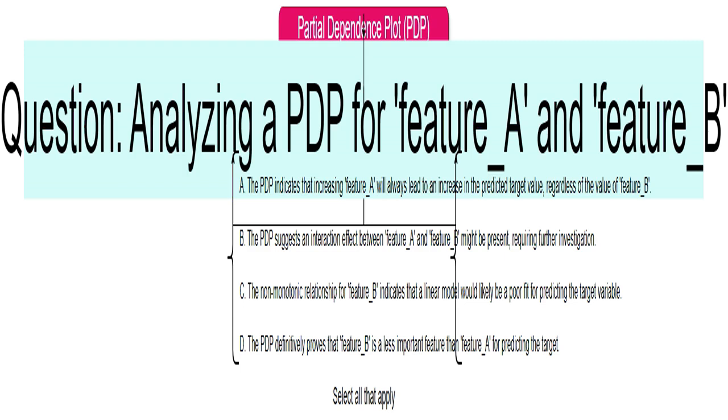This question tests my understanding of what this plot means. This is the instruction for this multiple choice question. I need to pick all the correct statements about the PDP I just described. I see a complex relationship for feature_B, and this could mean that how feature_B affects the target depends on the value of feature_A. That's an interaction effect. It needs more investigation to be sure.